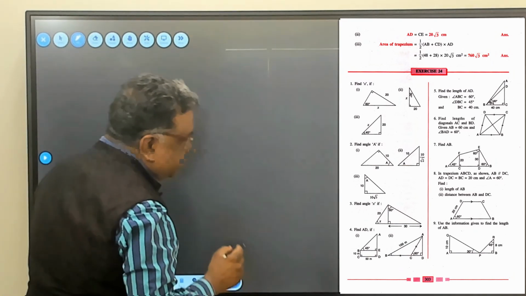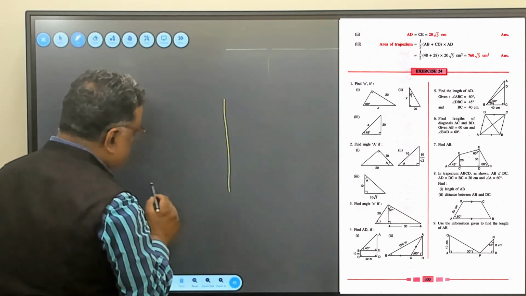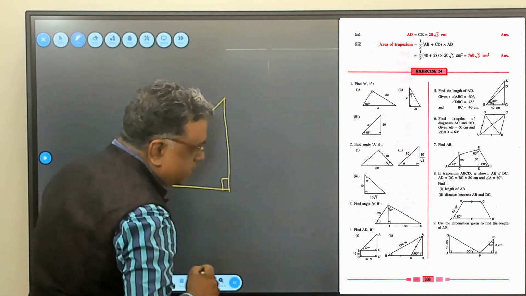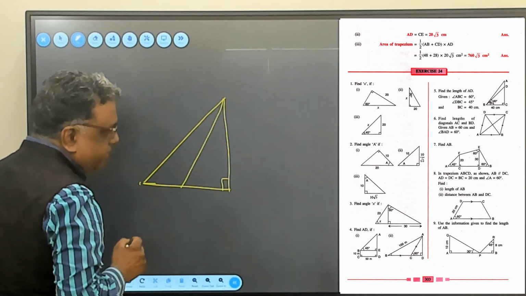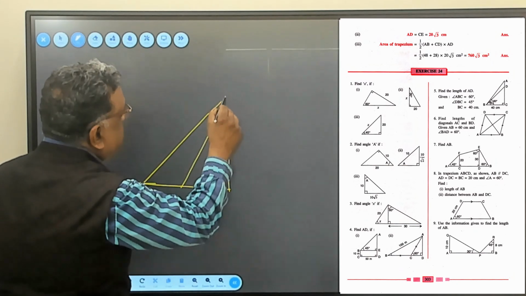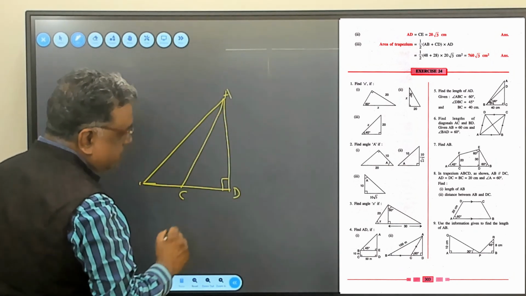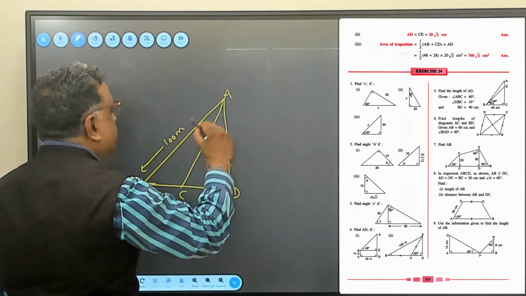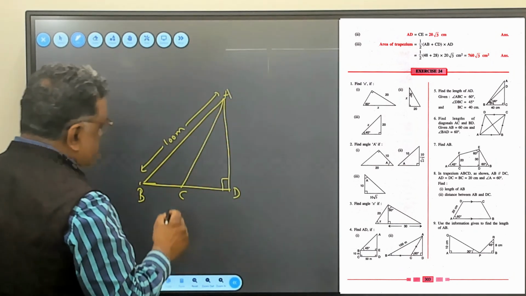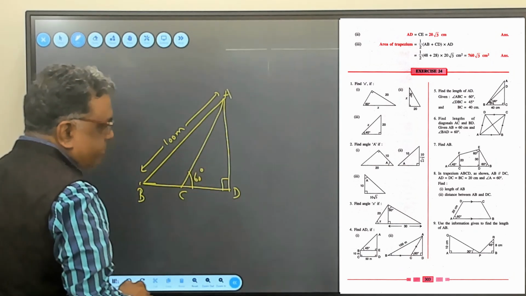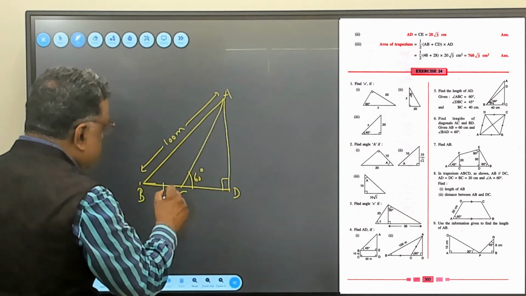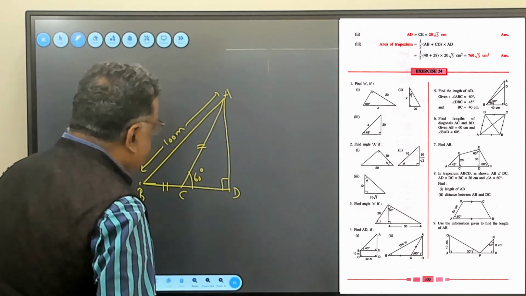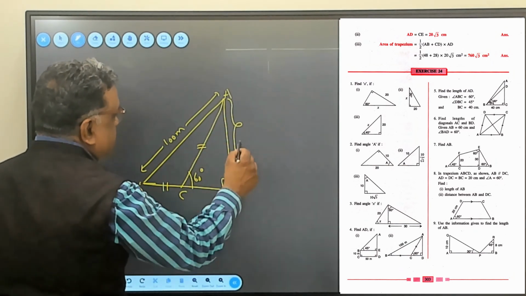What does the sum say? You have been given a triangle which looks like this. They have joined here. Then there is something like this. This is A, this is D, this is C, this is B. This is given to you as 100 meters. This angle is 60 degrees. Now this is equal to this. And I have to find AD. I have to find this value. Let us say I will take it as x.